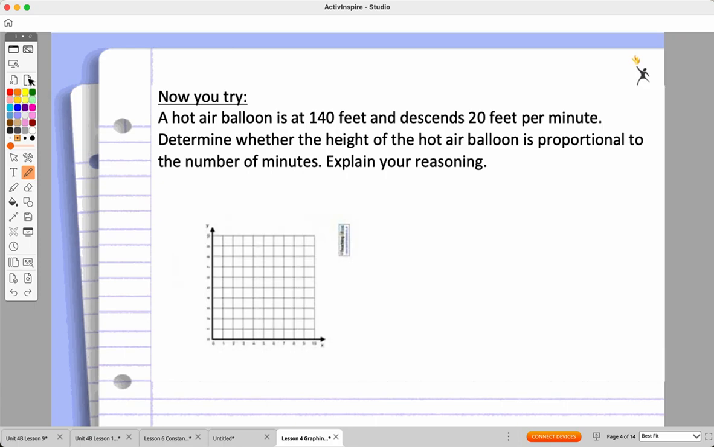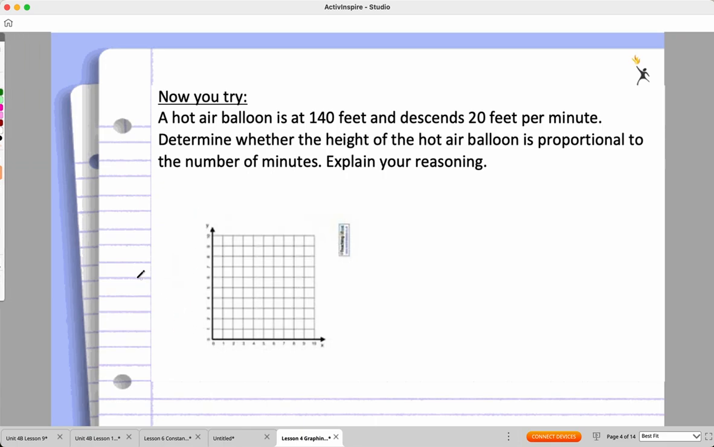All right, so you had a second to look at this one. This one's a little different. It doesn't have any numbers over here, so we're just going to say that each one of these is 20. So our scale is 20. This one we'll say is feet. This is time, this is minutes. So we'll make each one of these ones. At 0 minutes, we know that it is currently at 140. So that's 20, 40, 60, 80, 100, 120, 140. So right here. It descends 20 feet per minute. So at 1 minute, it's at 120, and so on down the line.